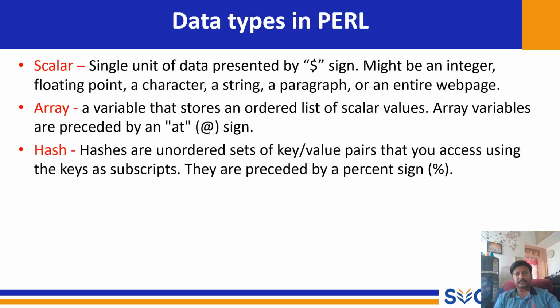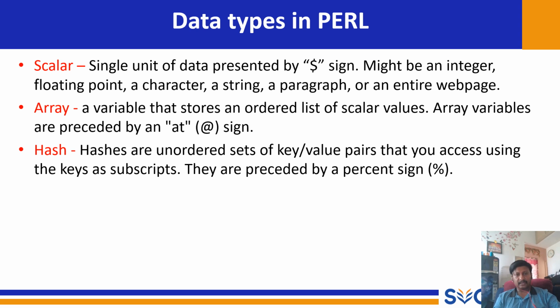Now let me take you to the types of data types in Perl. What are the three types of data types present in Perl? Number one is the scalar data type. The scalar data type is generally represented by a dollar sign, and it might be an integer, float, a character, or a string, a collection of characters, which we call a string. You can even initialize a string in the scalar variable, and all including a paragraph, or even an entire web page can be enclosed in scalar data type.